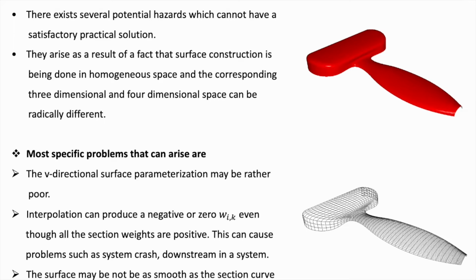The three-dimensional surface parameterization can be improved by using the projected control points p_i,k to compute the v bar k. But this can produce wild four-dimensional v-directional interpolation, resulting in undesirable geometry in both four-dimensional as well as three-dimensional space. And the interpolation can produce a negative or zero w_i,k even though all the section weights are positive. These cause problems such as a system crash downstream. And the surface may not be as smooth as the section curves indicate.